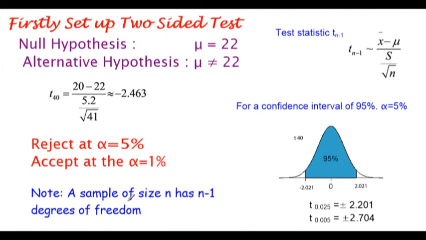Now, just a quick note here. A sample size of n has n minus 1 degrees of freedom. This is why we are using T40 here.